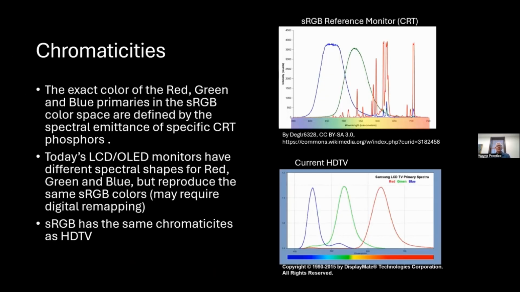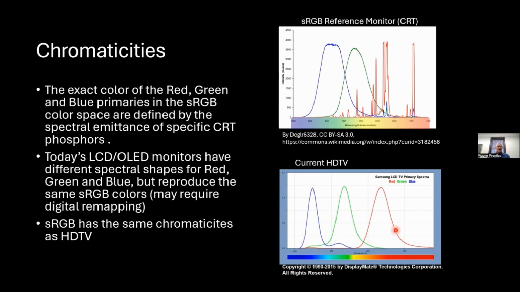Chromaticities, this is the color of those RGBs. And the RGBs for sRGB are defined to be an exact match to the colors of the phosphors of a reference monitor. And the color of the phosphors are up here. And here's the blue, here's the green. Look at that red. That's really when you're watching an old color TV and just the red gun is running. That's the spectra that you're seeing. Today's monitors have got a much cleaner look.